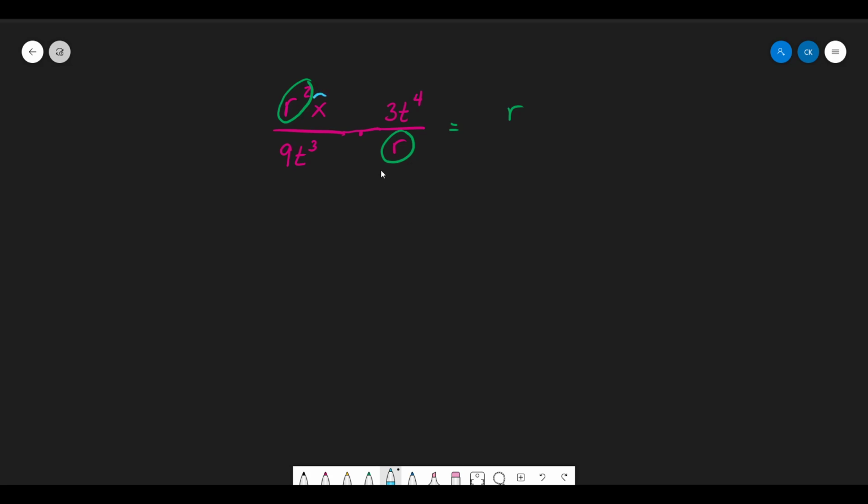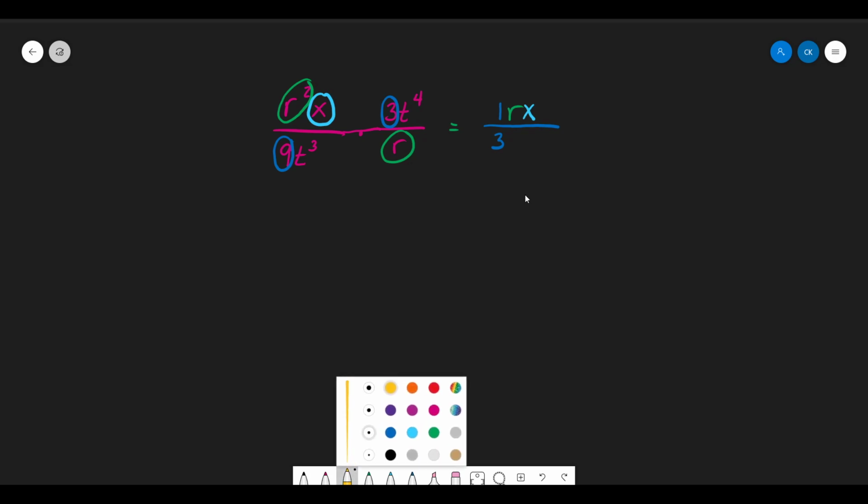I'm going to do the same with x. So I see an x on top, but I don't see any x on bottom. So that's fine. That means that the x is just going to stay in the numerator. I'm going to do the same thing with my coefficients. I see a 3 on top. I see a 9 on bottom. 3 over 9 is going to simplify to 1 over 3. Now, whenever we work with numbers, I always work with them as coefficients in front. So the 1 is going in the numerator. The 3 is going in the denominator.